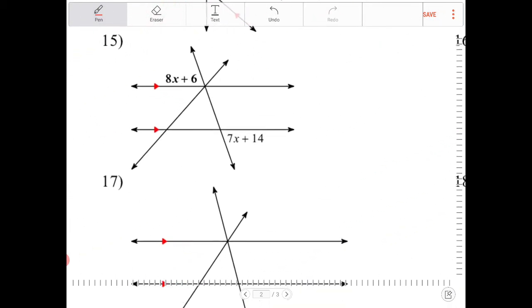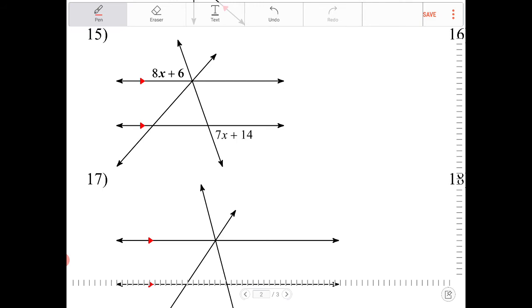Moving on, question number 15. These are, once again, alternate exterior angles. They are, once again, going to be the same. 8x plus 6 will equal 7x plus 14. Subtract both sides by 7x and subtract both sides by 6. I end up with x is equal to 8. Since x is equal to 8, I know that this then will equal 8 times 8 is 64, plus 6 is 70.